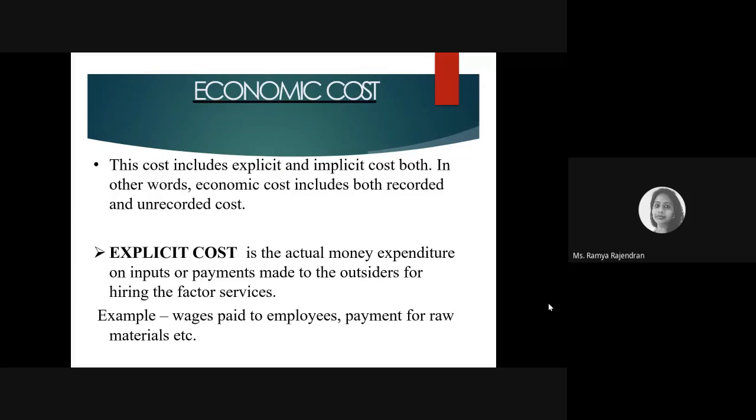So next is economic cost. Economic cost we can classify as explicit cost and implicit cost. When you say explicit cost, it is a cost that you are able to see: the payments that you make to your employees, the money that you spend buying your raw materials, constructing a factory. All this is explicit cost.